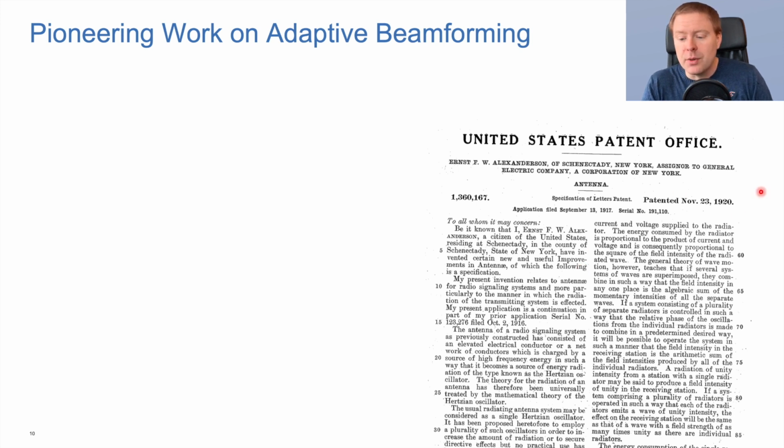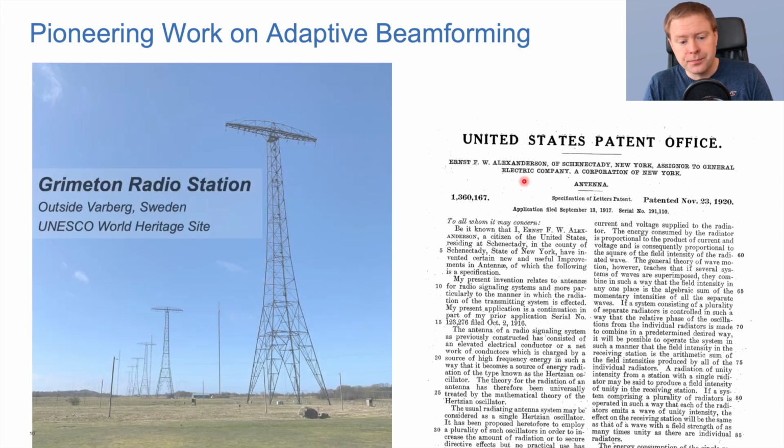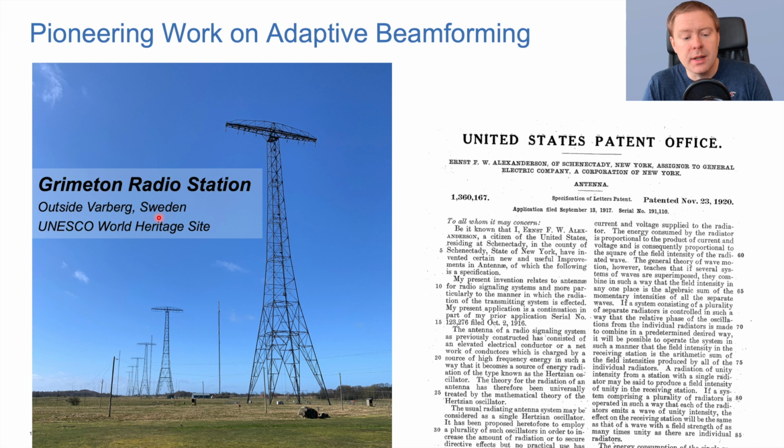So you can, for example, find this patent from 1920 by Ernst Alexanderson, who is a Swedish researcher who was working in the US at General Electric at the time. And he was creating the first technology for doing this. It was utilized during the First World War to communicate over the Atlantic. And you can still find in Sweden the Grimeton radio station, which is a UNESCO World Heritage Site containing multiple antennas here that were utilized in order to communicate with the US over the Atlantic.